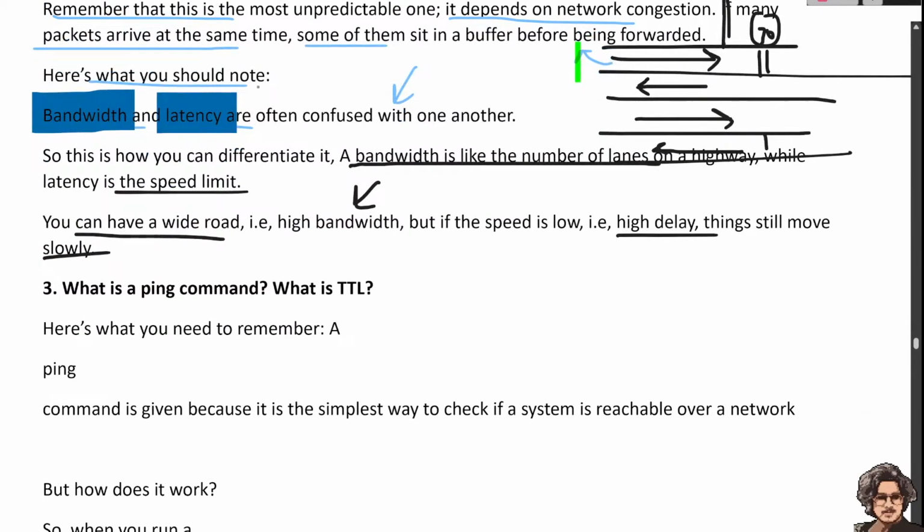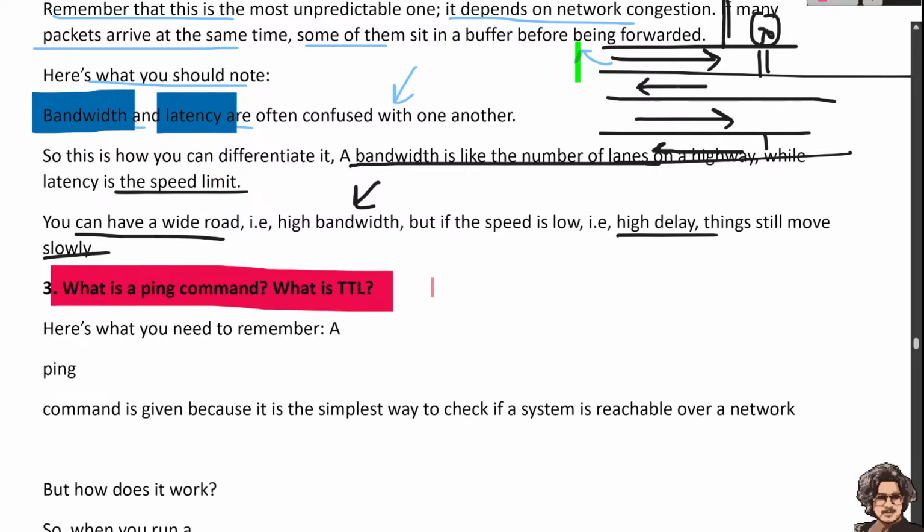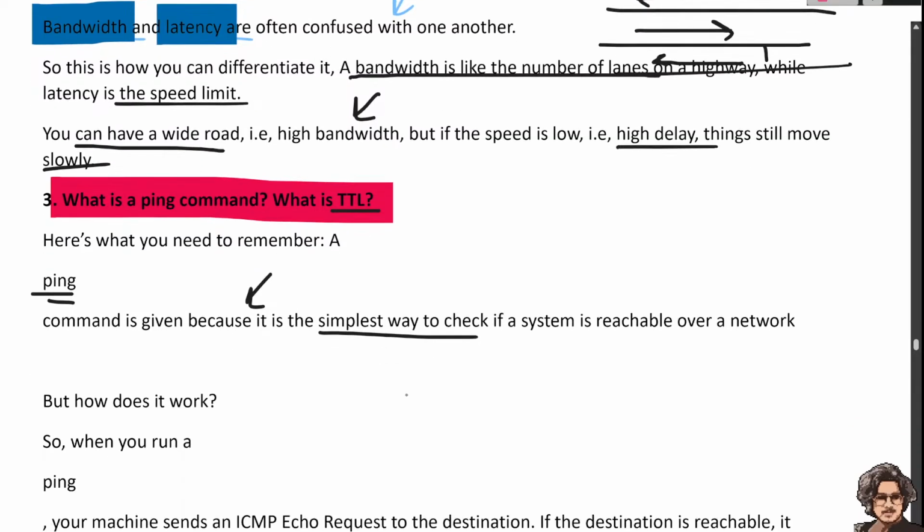Okay. So what is the ping command and what is TTL? Here what you need to remember is that the ping command is given because it is the simplest way to check if a system is reachable over a network or not. Okay. But how do we check?